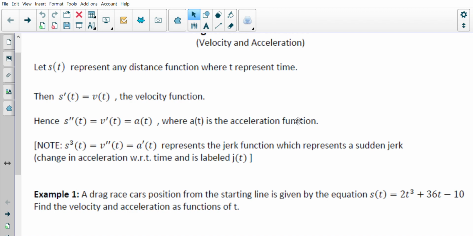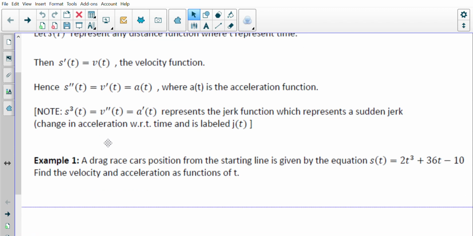And as I mentioned, if you head to post-secondary physics, you'll look at what's called the jerk function, which represents a sudden jerk or change in acceleration with respect to time. That would be the triple derivative. We're not going to get into triple derivatives, but that's just a little side note.